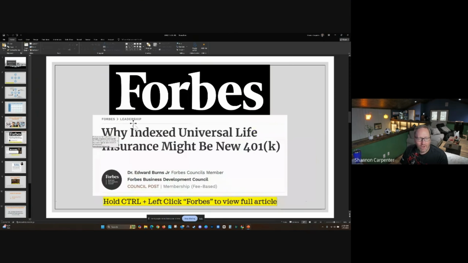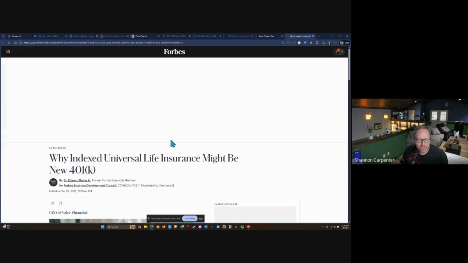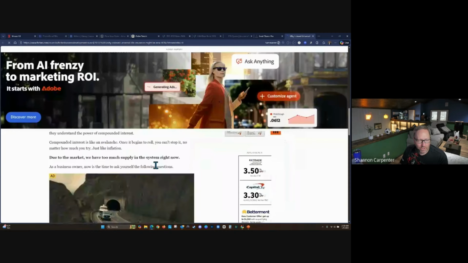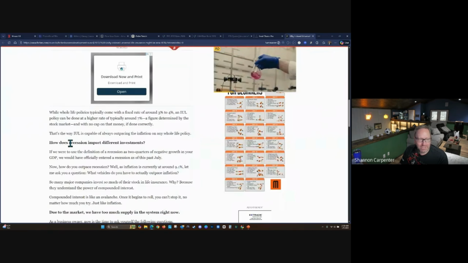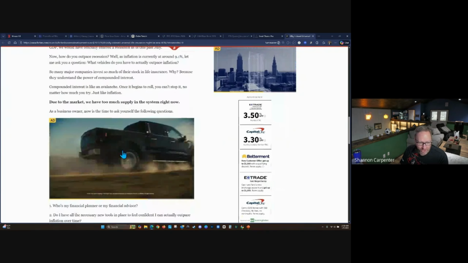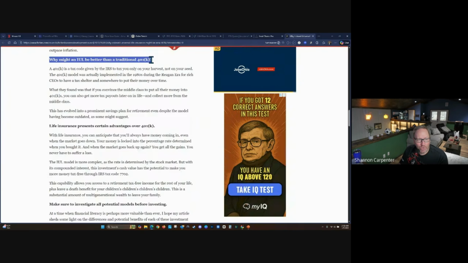Forbes has a great article. There's a link to this on my website as well. So you can click here and it'll blow it up and show you the whole thing. But there's a Forbes article. It says why the IUL might be the new 401k. And in the article, I'll just show you a little tidbit of this real quick. My favorite part of this article, I'm going to let you read this whole thing, but my favorite part is, they're talking about the differences and how recession-proof life insurance is and how 401ks can't keep up with inflation and never will. But this right here, why might an IUL be better than a 401k?